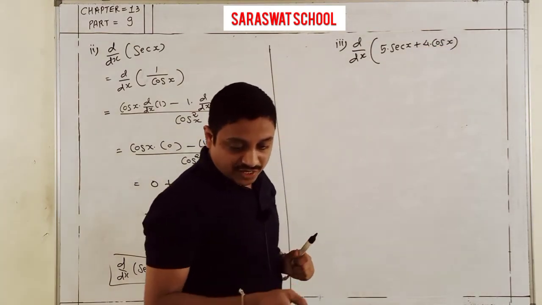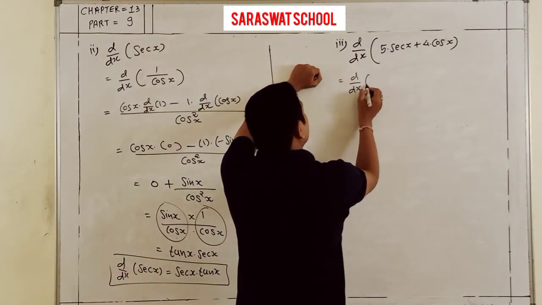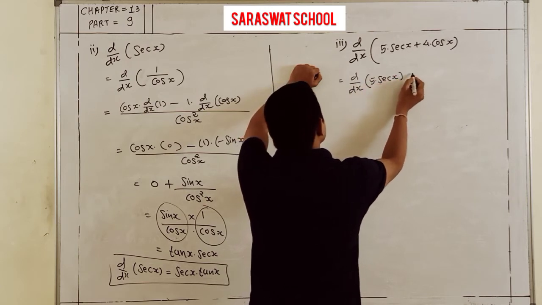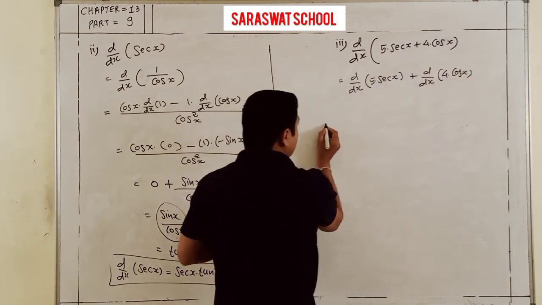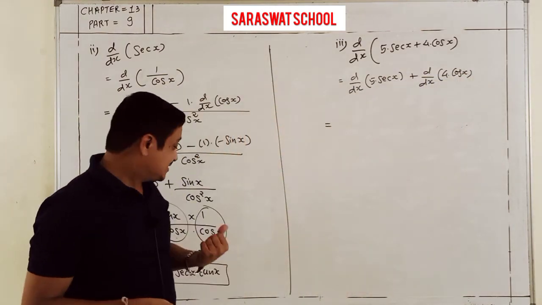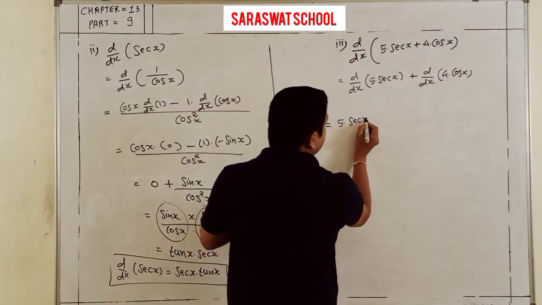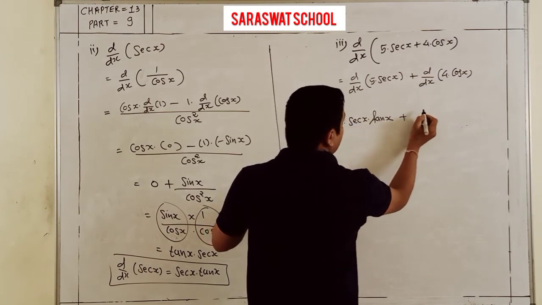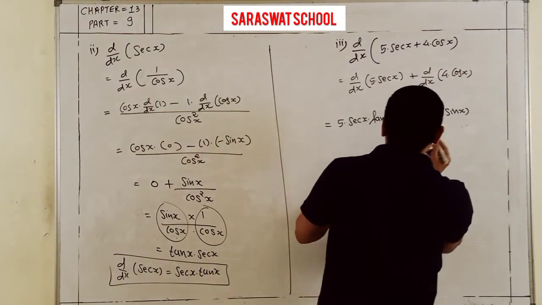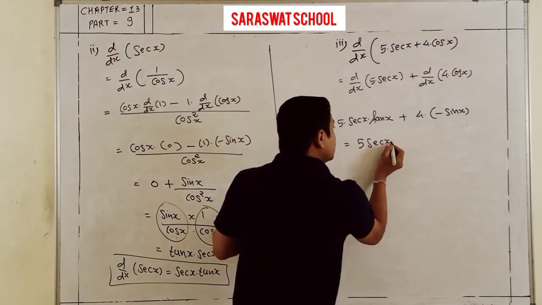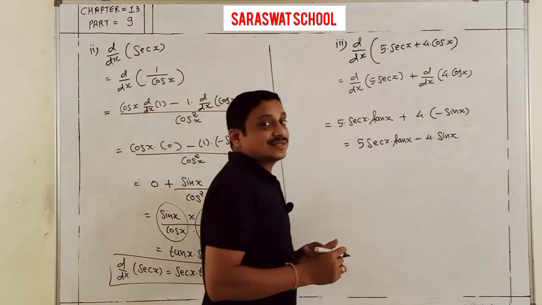One more time, check: 5 sec x plus 4 cos x. Here we apply the working rule, 5 sec x separate and 4 cos x separate. Now both formulas operate. The derivative of sec x is sec x tan x, so 5 sec x tan x. And the derivative of cos x, which you know, is minus sin x. So the answer is 5 sec x tan x minus 4 sin x, and that's your simple answer.